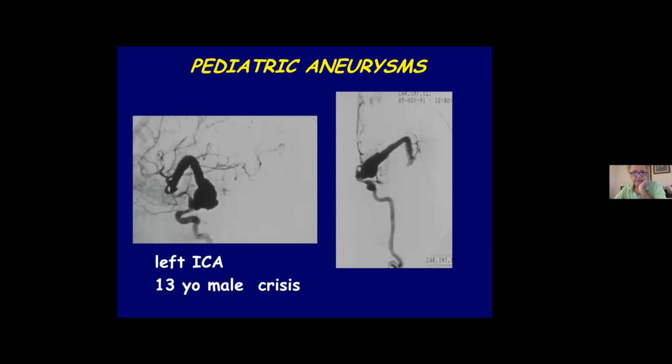Another case, a 30-year-old, also neurofibromatosis, middle cerebral fusiform aneurysm, treated in 91. Before the period of coiling, I only treated the patient with a balloon.